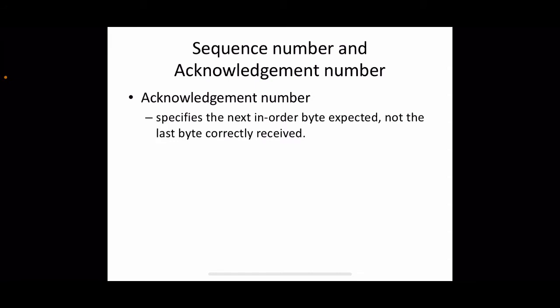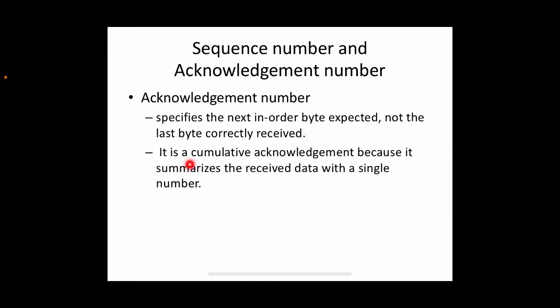The next two fields are the sequence number and acknowledgement number. The acknowledgement number specifies the next in order byte expected. Remember that it is not the last byte correctly received, but the next in order byte expected. That byte number will be the acknowledgement number. It's a cumulative acknowledgement because it summarizes the received data with a single number. So if the acknowledgement number is X, it means up to X minus 1 is received correctly. Next I am expecting X. That is the meaning of the acknowledgement number.